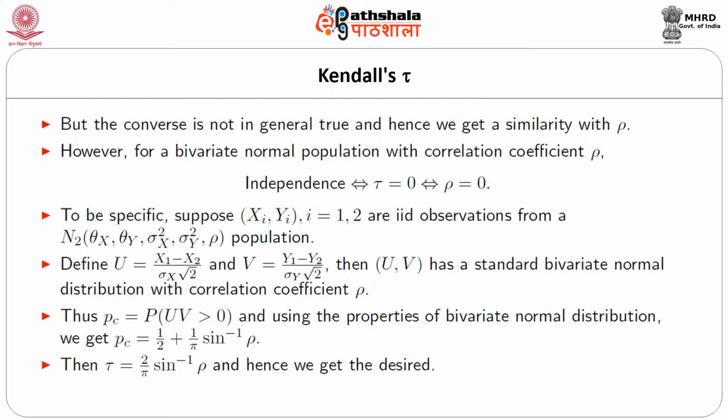Thus, pi_c, the probability of concordance, reduces to the probability that uv is positive, and using the properties of the bivariate normal distribution, we get pi_c equals half plus sine inverse rho divided by pi. Then tau equals twice sine inverse rho divided by pi, and hence we get the desired relation. Next, we come to the estimation of Kendall's tau.